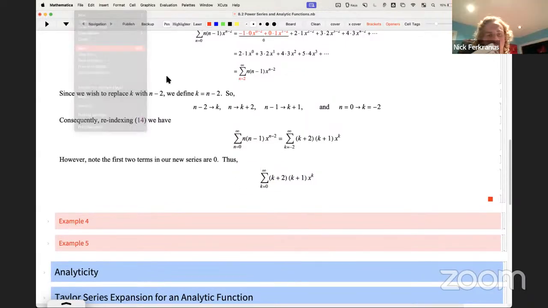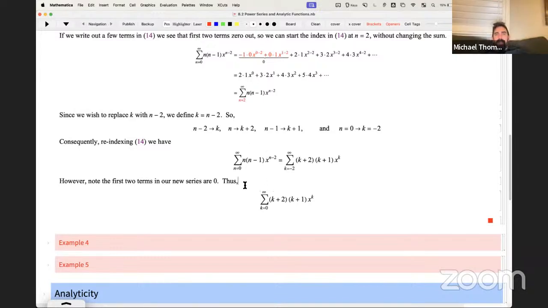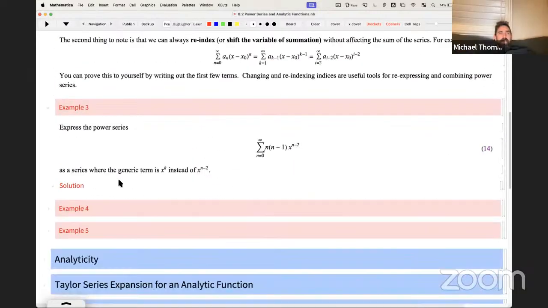So basically, anytime you add to the index, you have to subtract that from the exponent. It's just a relation between n and k. If one changes, the other one's going to change. So if you subtract two here, the other one's going to be two higher.